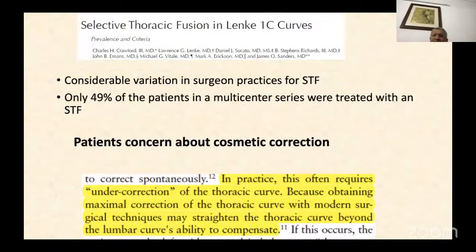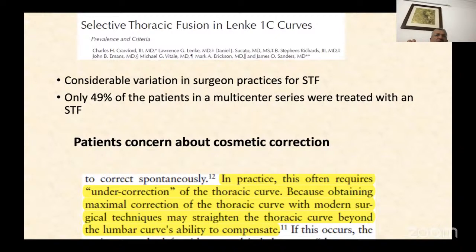But if you look at the practice of surgeons throughout the world, this is a paper which came out around 8 to 10 years ago. Maybe the percentage has become more now. Only 49% of the patients in multi-center series were treated by selective thoracic fusion. There is concern with regards to the patient, and concern with regards to the surgeon, because you have to do an undercorrection.